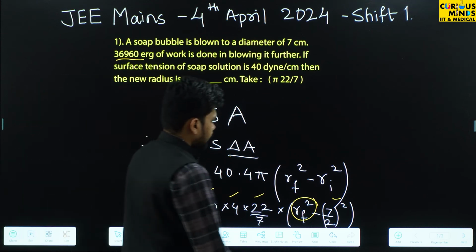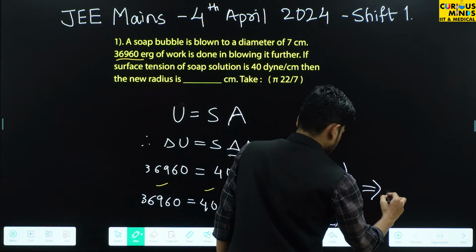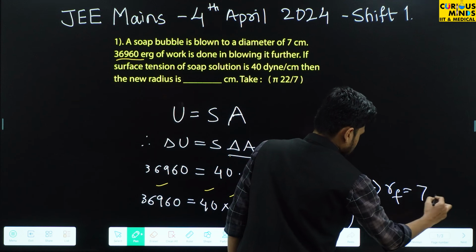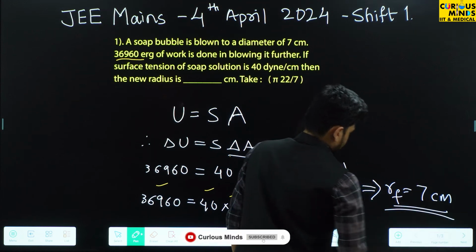When we do all that, it turns out that R final is equal to 7 centimeters. So that's it.